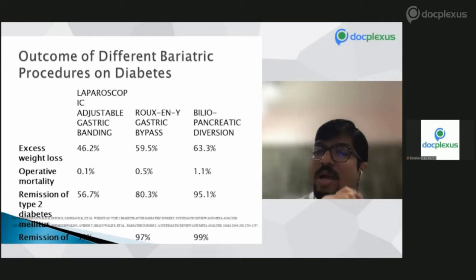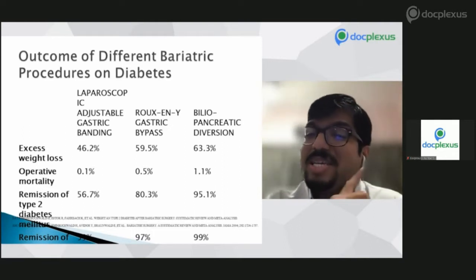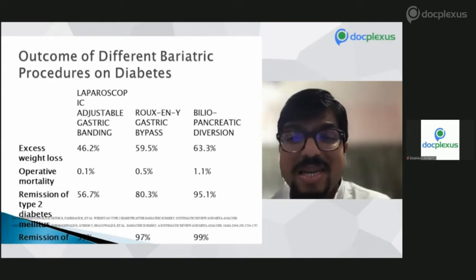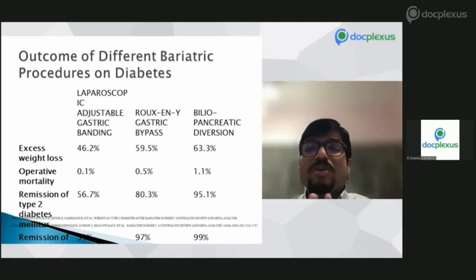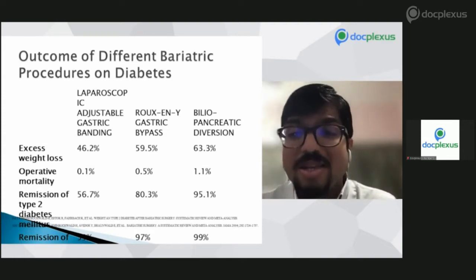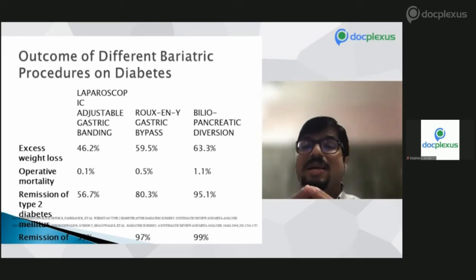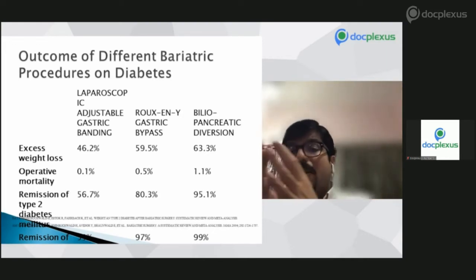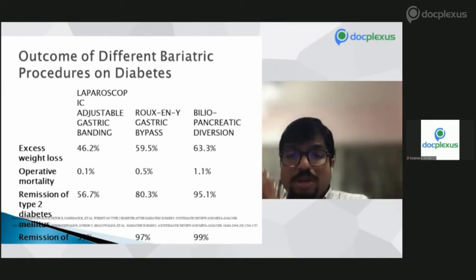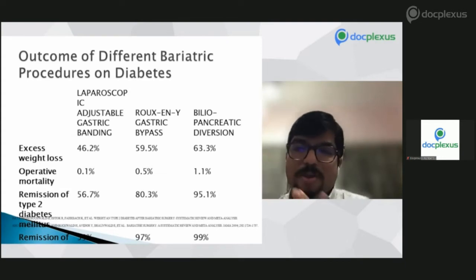But most importantly, the remission of type 2 diabetes mellitus is almost 80%, and the remission of hyperlipidemia is almost 97%. For the biliopancreatic diversion, you can see there's a slightly higher mortality than any of these procedures, and the malabsorption is always higher, but the remission is almost 95% of diabetes and almost 99% of hyperlipidemia. So you can clearly see that the favorable options for bariatric surgery in a diabetic patient would be a Roux-en-Y or a biliopancreatic diversion, but Roux-en-Y is more commonly done.